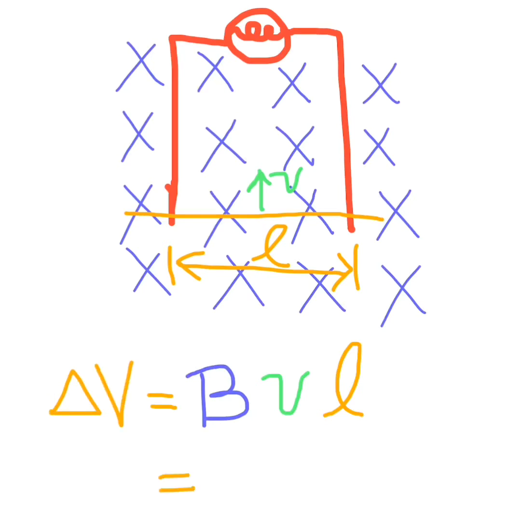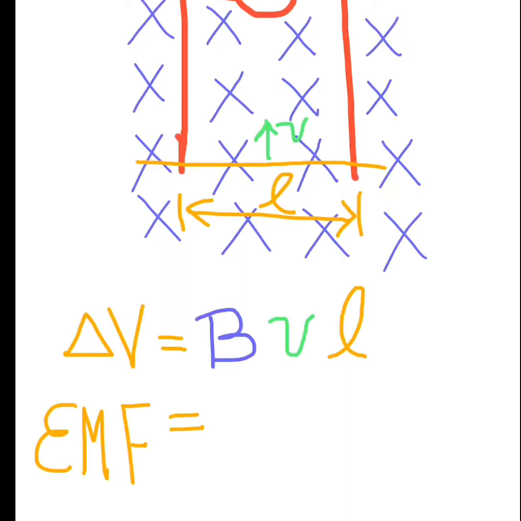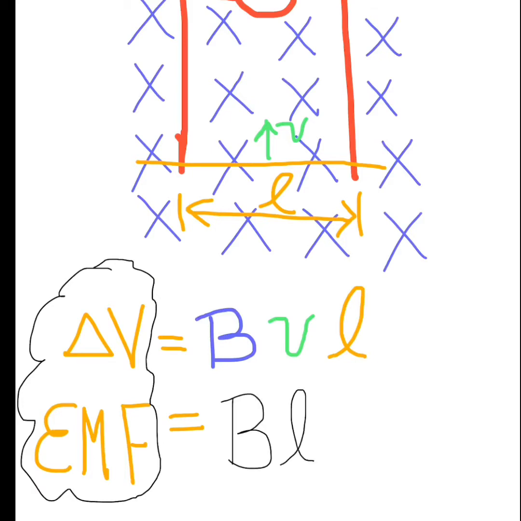Now, in this particular case, it is often referred to as EMF, but I just want you to know EMF and voltage, they are, in our minds, exactly the same thing. For historical reasons, we've used the term EMF. It's not really important to us why, but delta V is the same as EMF, and it equals BLV. And you might have guessed it, there's a sine theta built in there too.